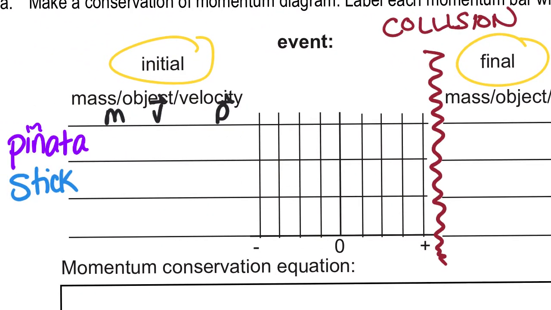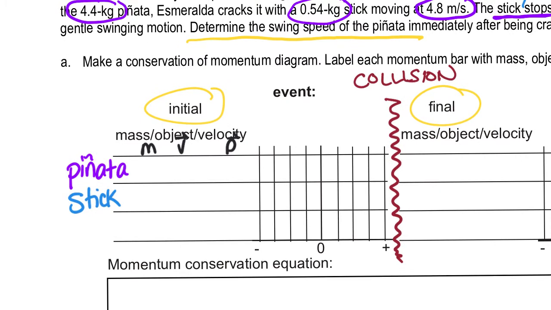So I know that my piñata is 4.4 kilograms. And I've already said that my assumption is that the piñata is just hanging there, so it's going to have a velocity of 0. And remember, mass times velocity equals momentum. That means my momentum is 0. Now, here's 0, and here's the positive momentum and negative momentum side of the bar chart. At 0, I'm just going to put a slightly heavy line for my piñata.